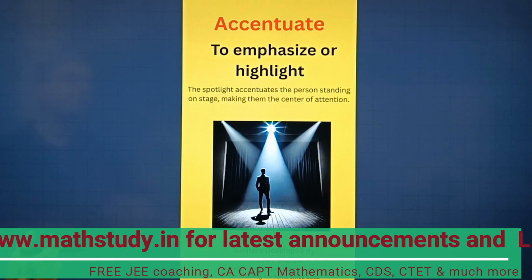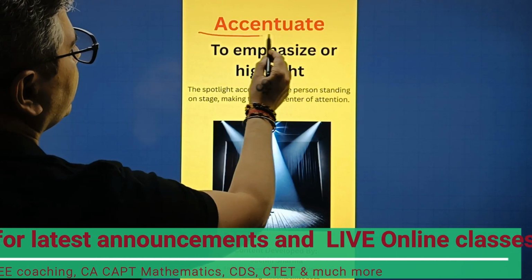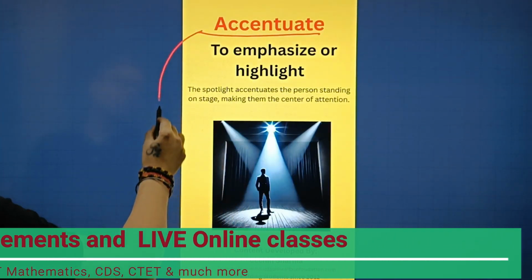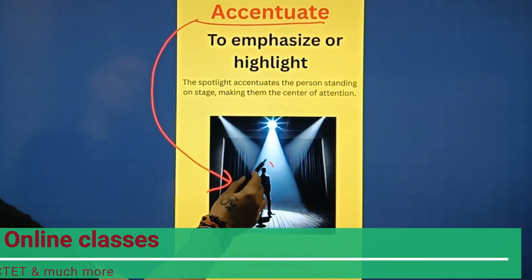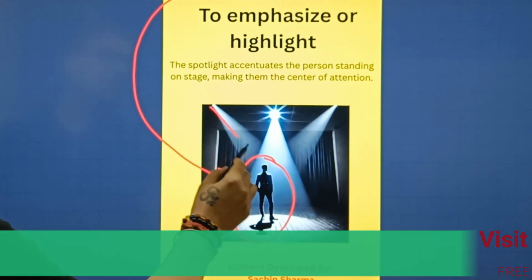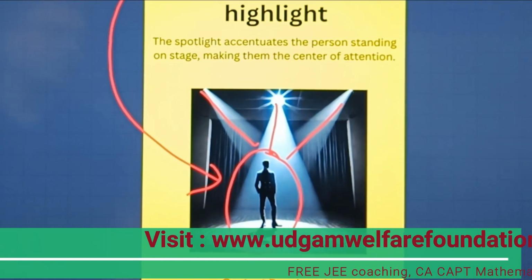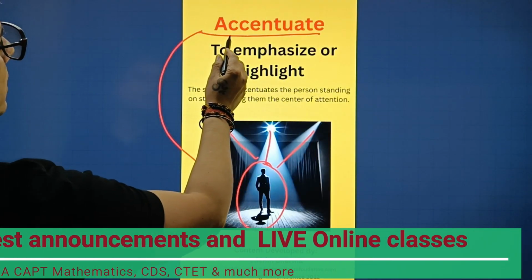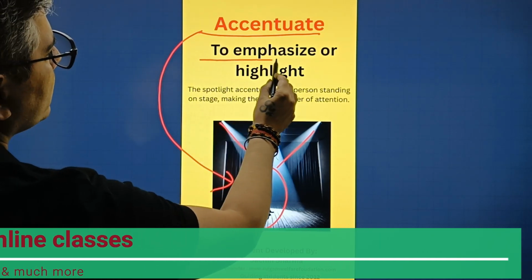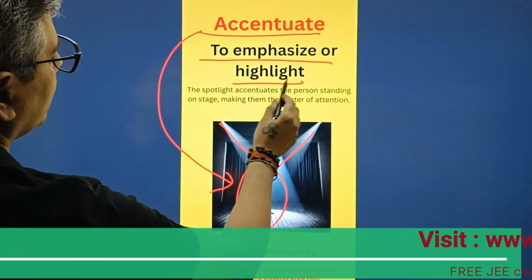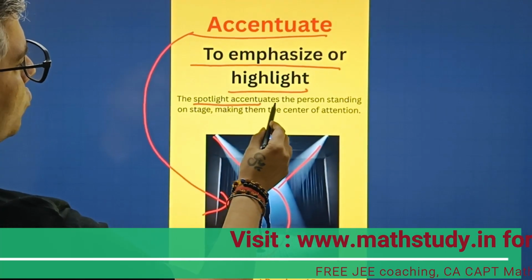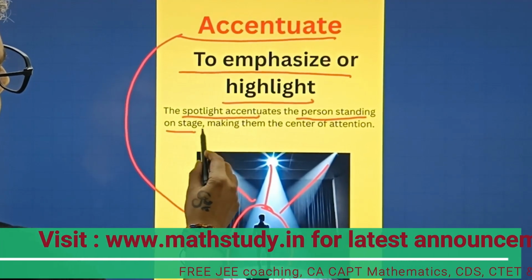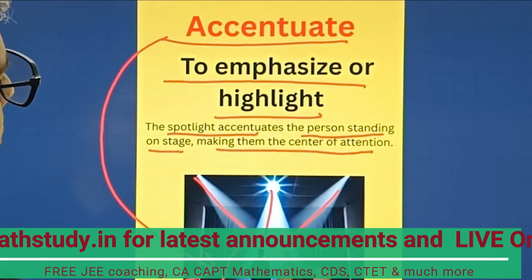So here we have our first word, which is accentuate. If we see the picture here, a person is standing and lights are falling on them from different directions. That means the lights are highlighting this person. So the meaning of this word is to emphasize or highlight. The spotlight accentuates the person standing on stage, making them the center of attention.